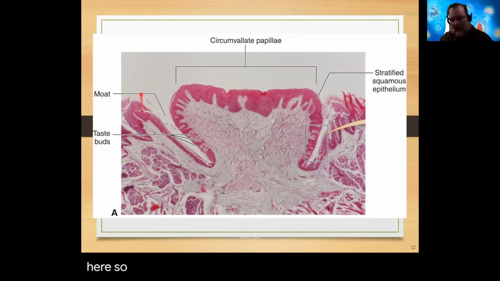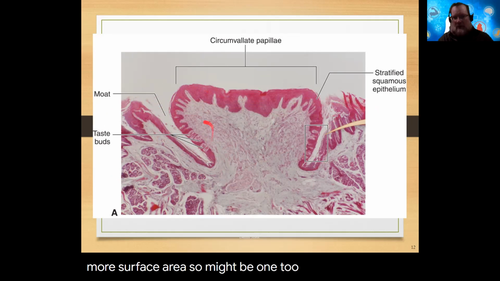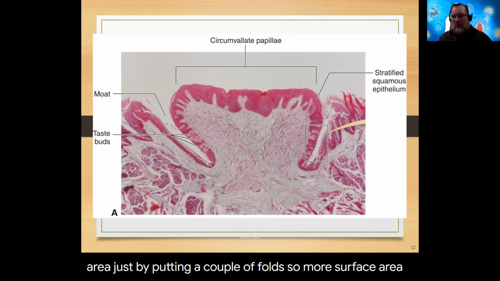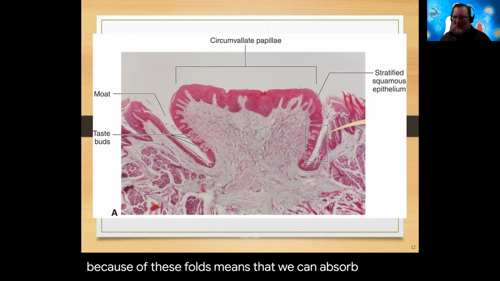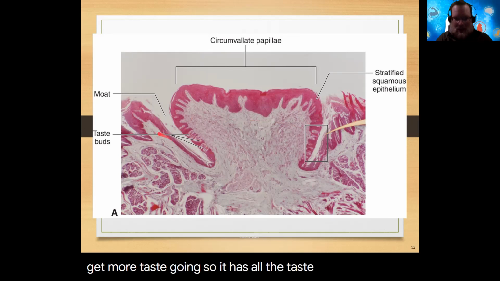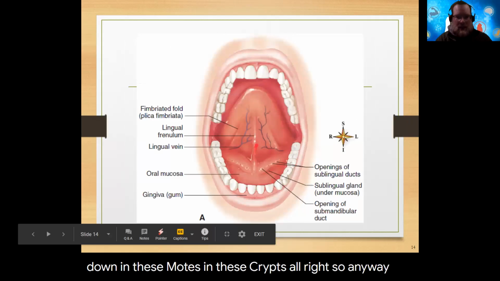So basically what that means, if I were to measure from this spot over here to this spot over here, just looking at the screen, that's maybe like 6 inches or so across. But if I put folds in here, I get more surface area. So might be 1, 2, 3, 4, 5, 6, 7, 8. Now I might get 9 or 10 inches of surface area just by putting a couple of folds. So more surface area because of these folds means that we can absorb more nutrients. And for the case of the tongue, we can get more taste going. So all the taste buds are located down in these moats and these crypts. All right. So anyway, there's that frenulum.